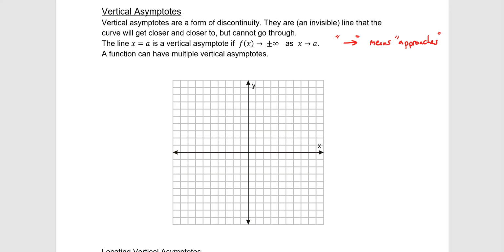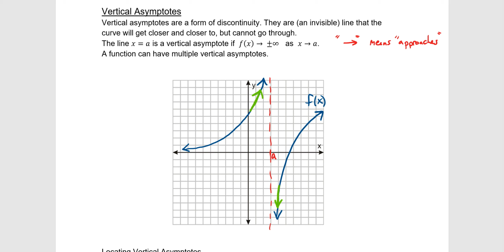Just like I read it, that arrow means approaches or gets closer and closer to. And a function can have multiple vertical asymptotes. So let's see an example of this on this graph. Okay, we have this curve here of f of x, and we can see that discontinuity over here at x equals a. Just pretend that's an x-coordinate, x equals a. We can see that as the x values get closer to a from the left, the function is getting bigger and bigger, which means it's going to infinity. And as we approach a from the right, we go to the right of a and approach the x values of a.